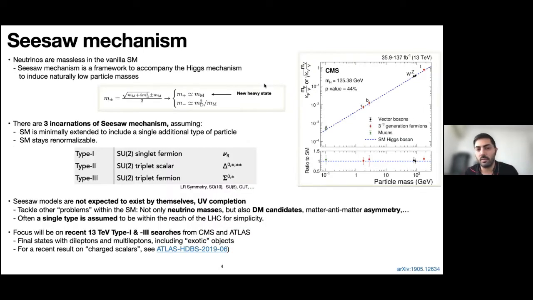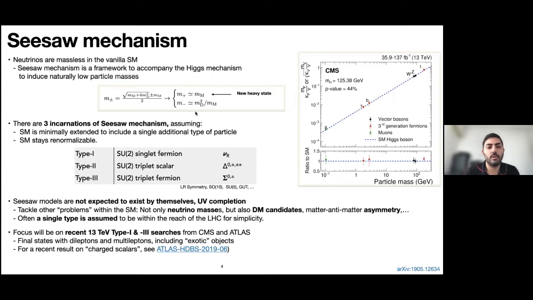Okay, with this sort of introduction, let me go into the first of the mechanisms or models I want to talk about. So let's introduce the seesaw mechanism. As you just heard in the previous talks, neutrinos are massless in the so-called vanilla standard model. And the seesaw mechanism is typically used as a framework to accompany the Higgs mechanism, the electroweak symmetry breaking of the standard model, to induce naturally low particle masses.